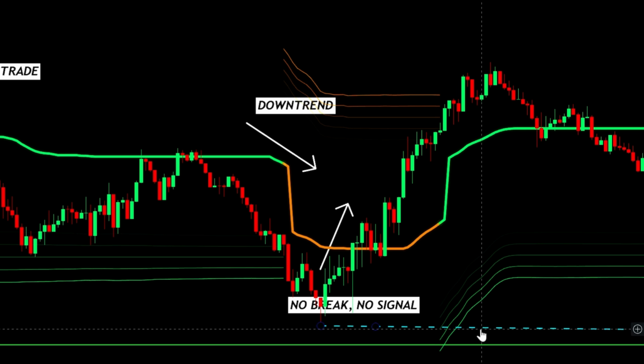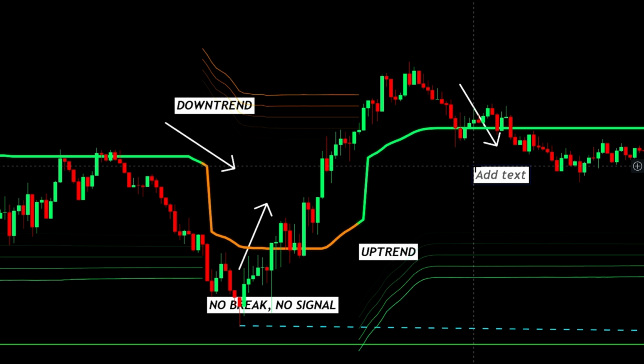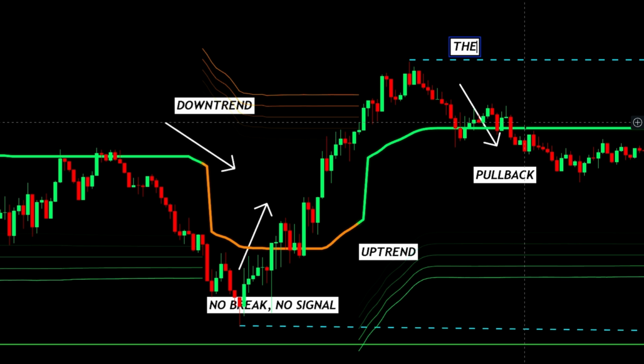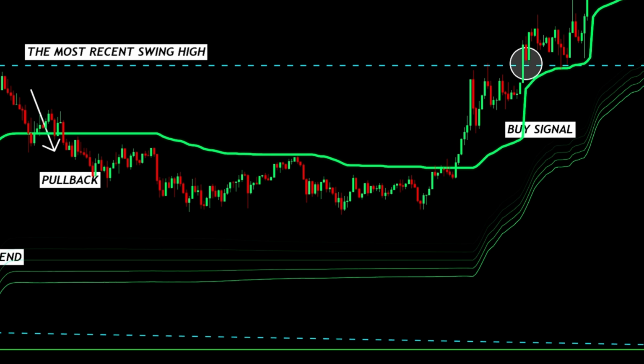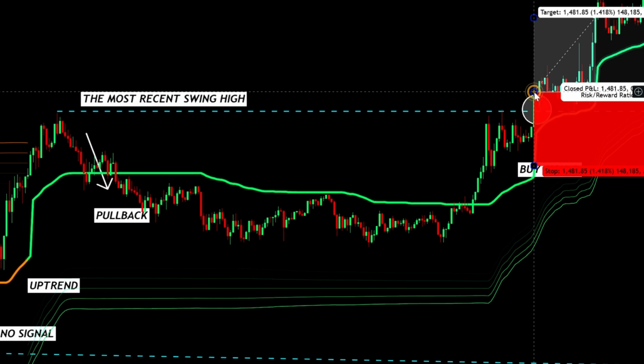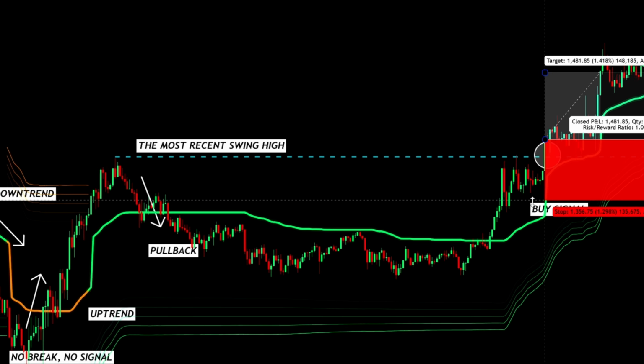This is the whole point. You don't enter just because the indicator changes color. We enter when the trend, the pullback, and the breakout all line up. That's how you stay out of low quality setups, and we wait for moves that actually have strength behind them.